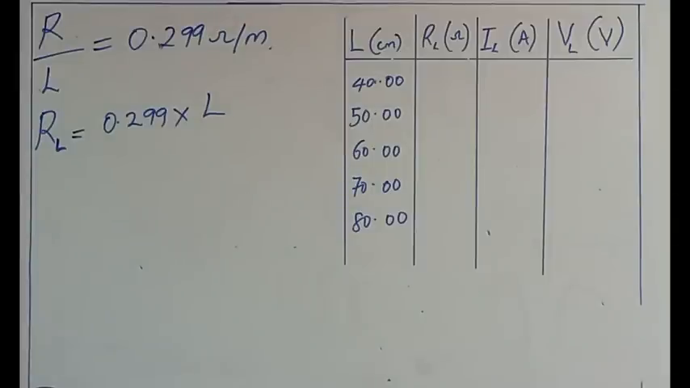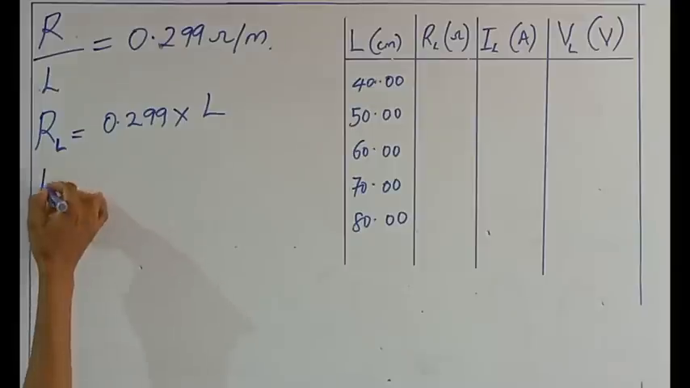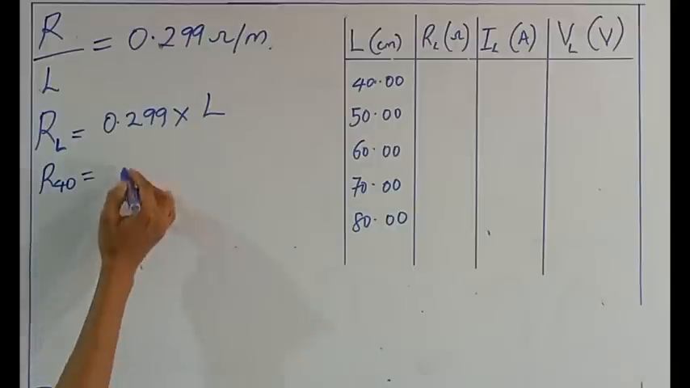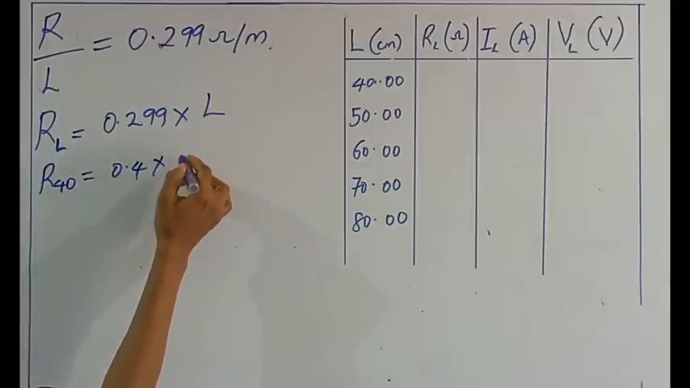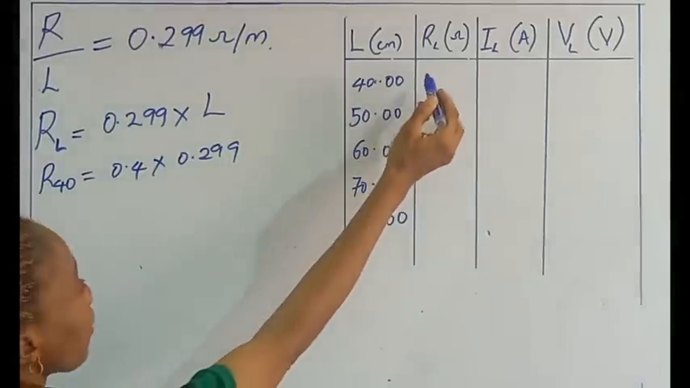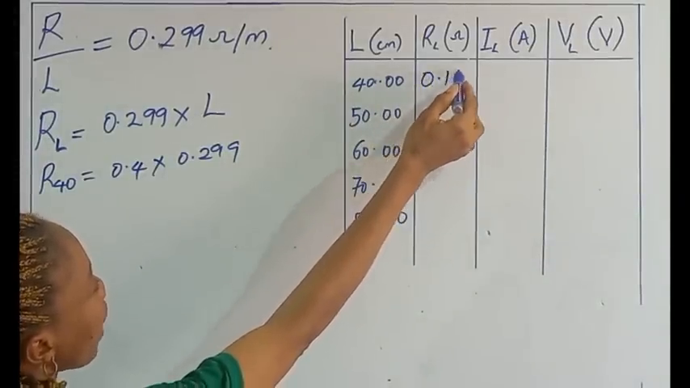Okay, for the first one, we are going to do R for 40. So for R for 40, we are going to say 40 divided by 100, which is 0.4, times 0.299. That will give us 0.12. So here we are going to write 0.12.